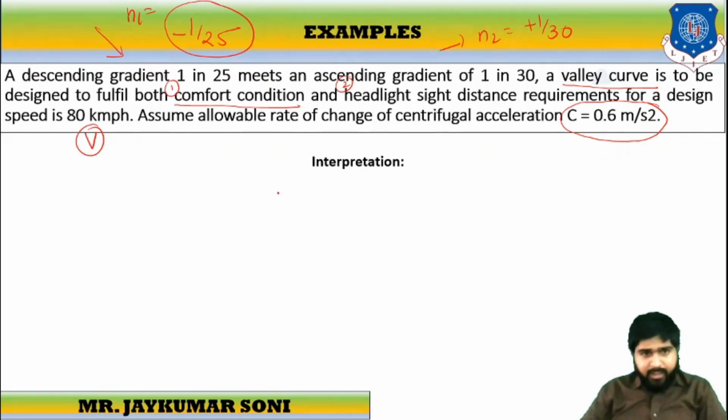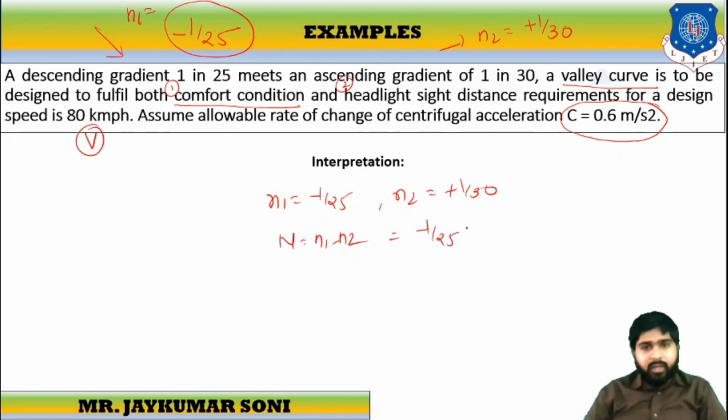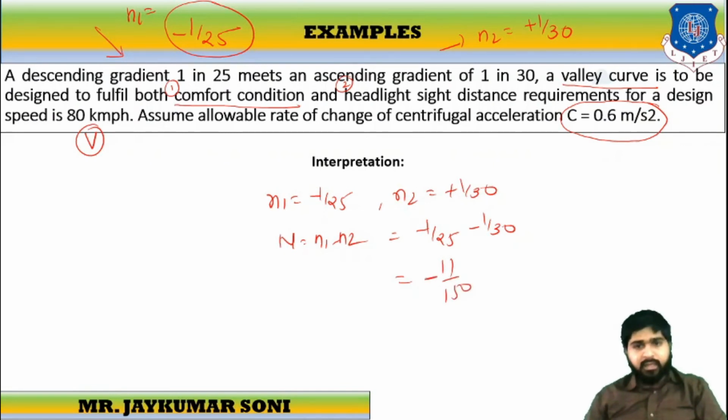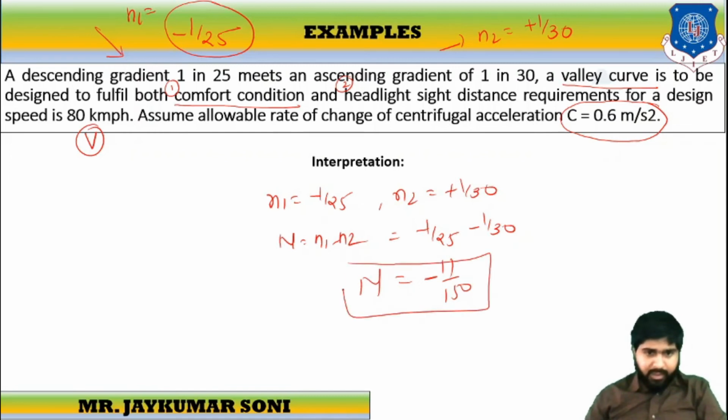A descending gradient N1 is equal to minus 1 by 25, N2 is equal to plus 1 by 30. N will be N1 minus N2, so it will be minus 1 by 25 minus 1 by 30, so it will be 11 by 150 or what? Calculate and tell me what is the answer that you are getting. I was right, it is 11 by 150, minus will be here. Okay, so we have the value of N. This is the deviation angle.